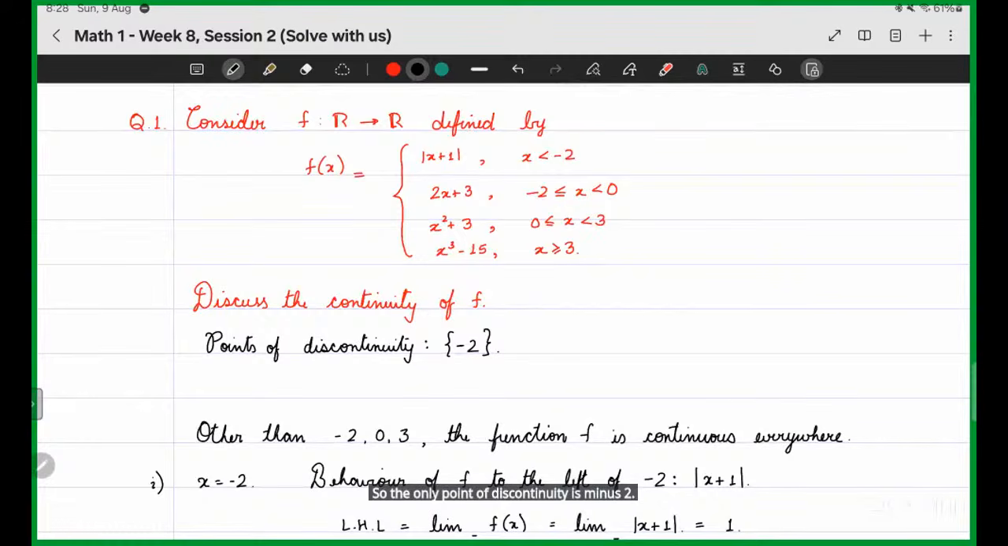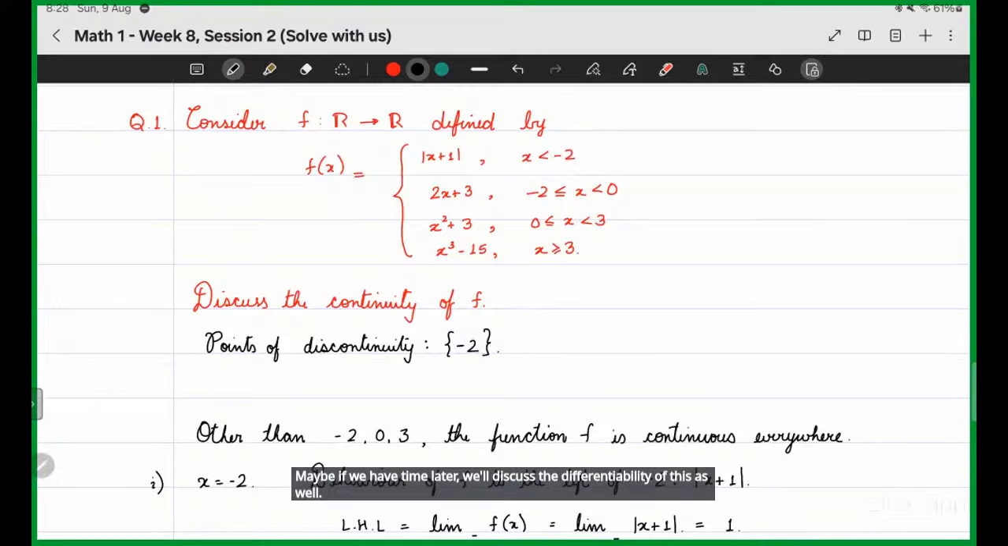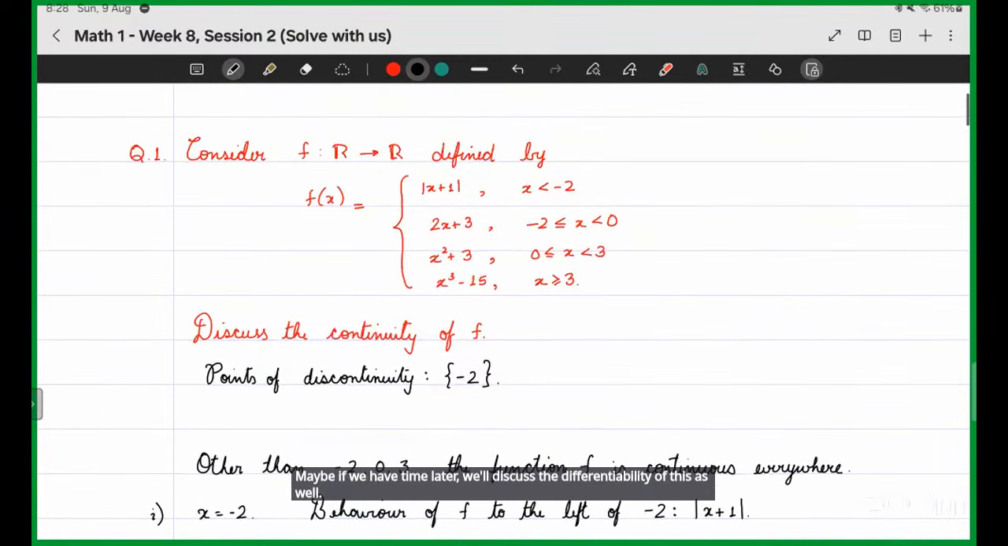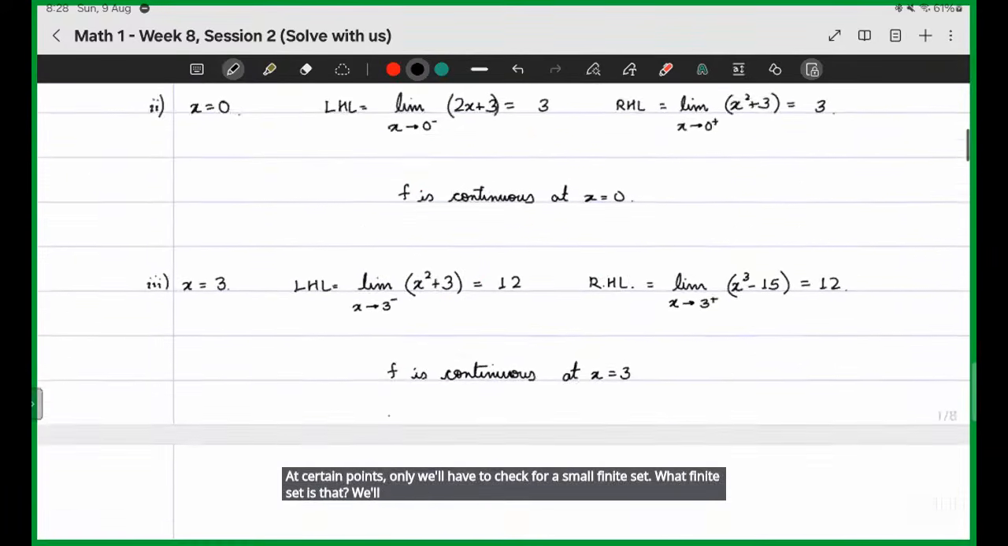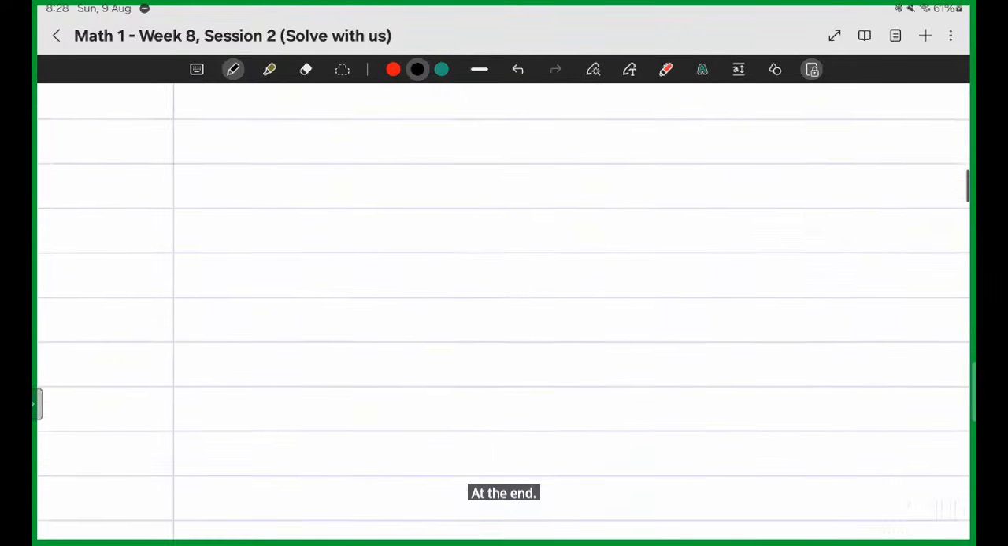Maybe if we have time later, we'll discuss the differentiability of this as well. Once again, differentiability at certain points, we'll have to check for a small finite set. What finite set is that? We'll take up at the end. All right.